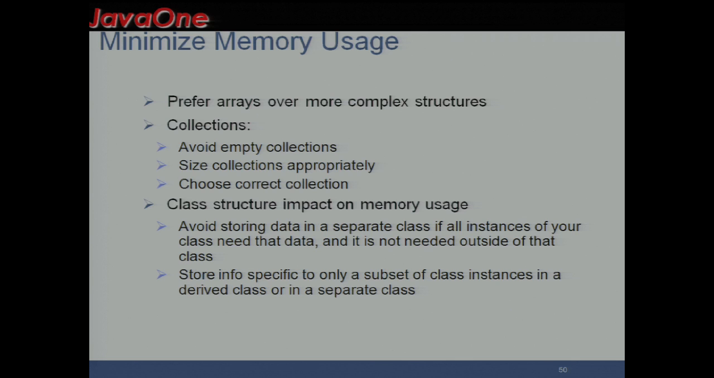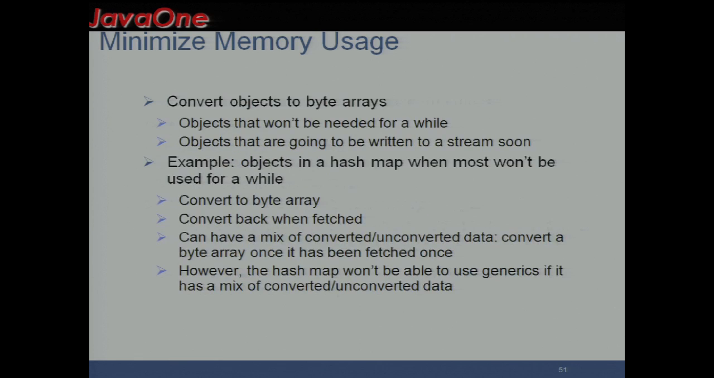And keep in mind how your class structure impacts your memory usage, right? You want to avoid storing data in a separate class if all instances of that class need the data and it's not needed outside of that class. And conversely, you want to store info specific only to a subset of class instances in a derived class or in a separate class.